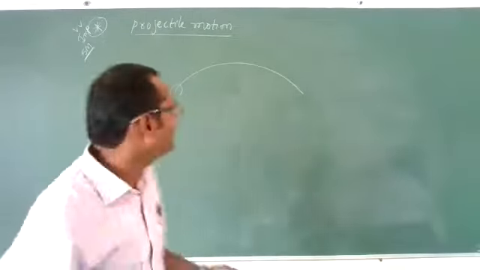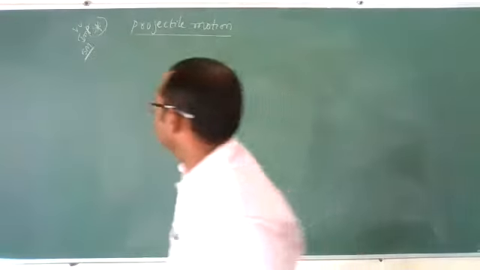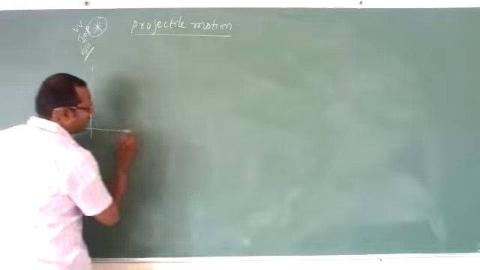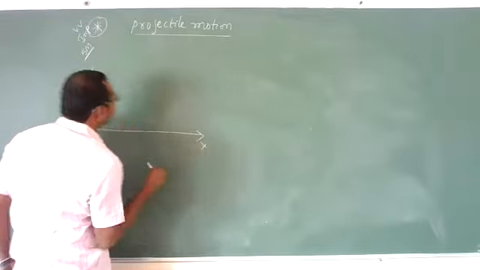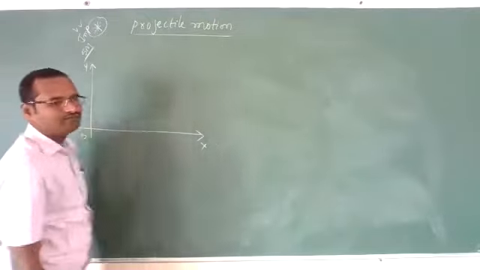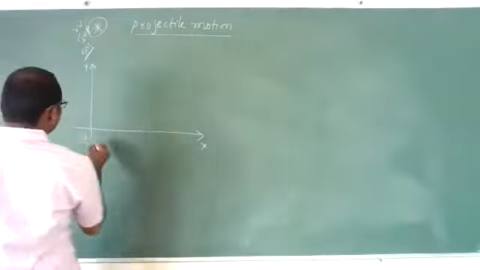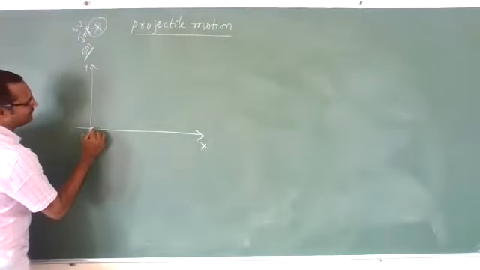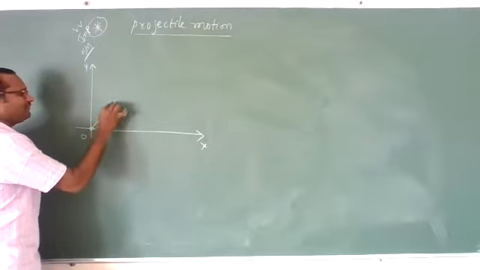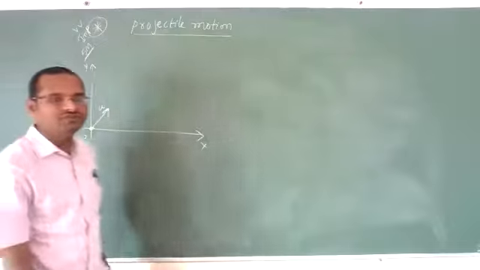Clear? Yes. Now see, suppose you have a coordinate plane, an xy coordinate plane. This is the x-axis, this is the y-axis, this is the origin. Now from here, if we throw one ball or one object or one particle like this with some initial velocity u, you throw it.